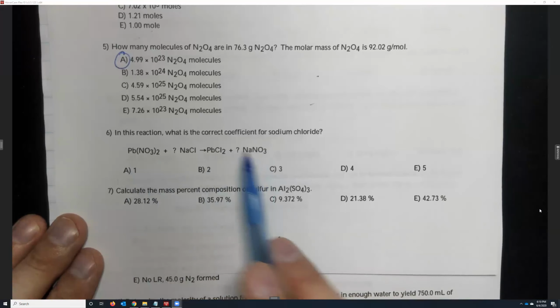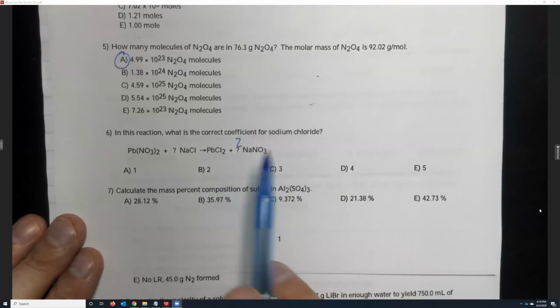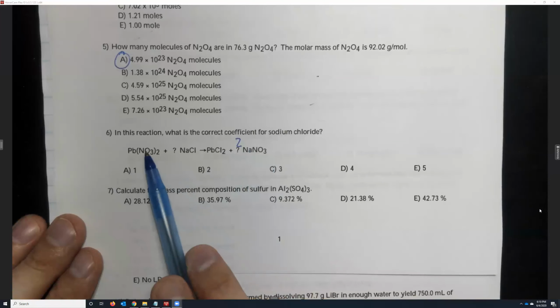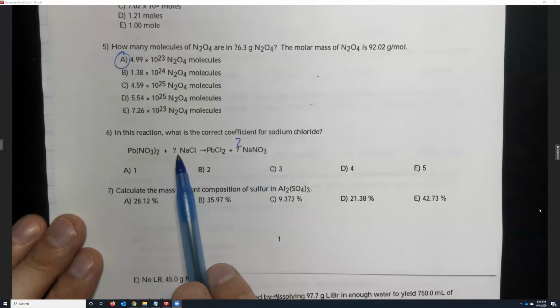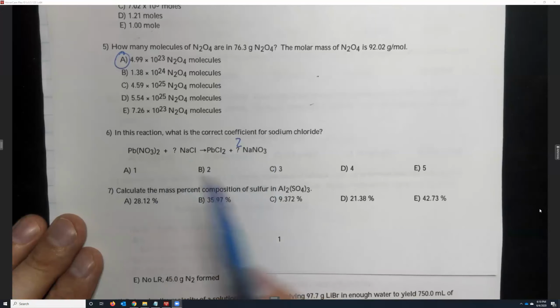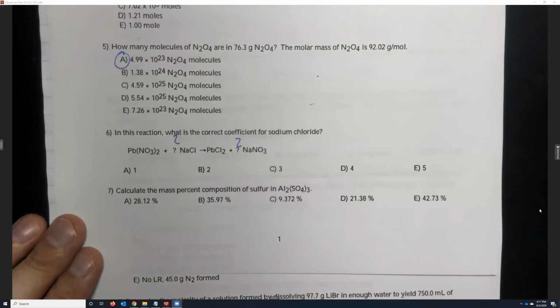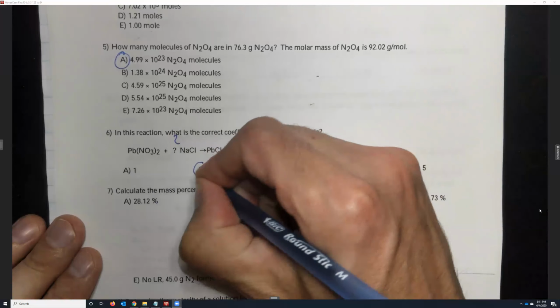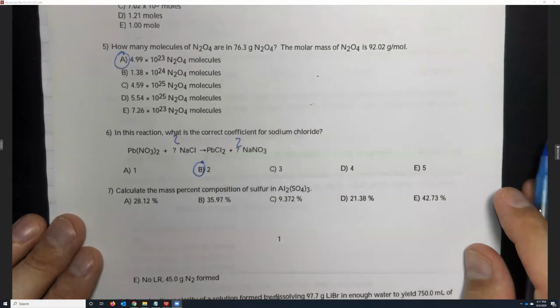To fix that, we put a 2 here in front of sodium nitrate. So we now have two sodium nitrates, which means we have two nitrates on this side and two nitrates on this side. Well, if we look at Na, if we need two sodium nitrates, we need two sodiums. So we need two NaCl. And that'll give us two Cls and two Cls. We're good. So the answer here is B because it asks us for what goes in front of NaCl, sodium chloride. So we need to put a 2 in front of it in order to get it to balance.